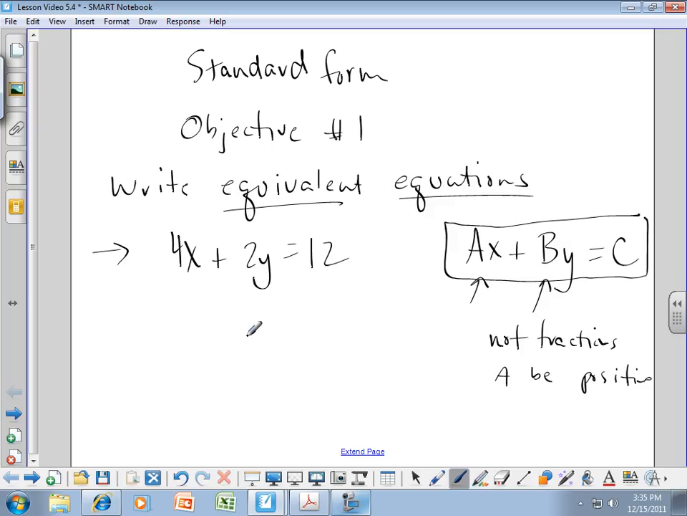Well, in order to get an equivalent equation, all you really have to do is multiply everything in here by the same number. If I chose to multiply everything in there by 2, this would turn into 8x plus 4y equals 24. These two equations are equivalent. All right?